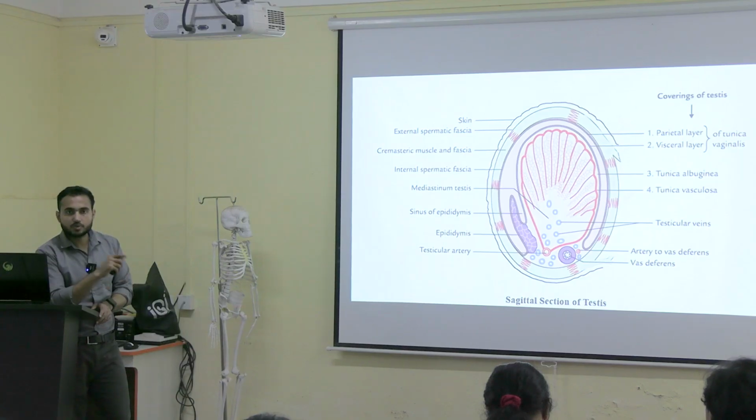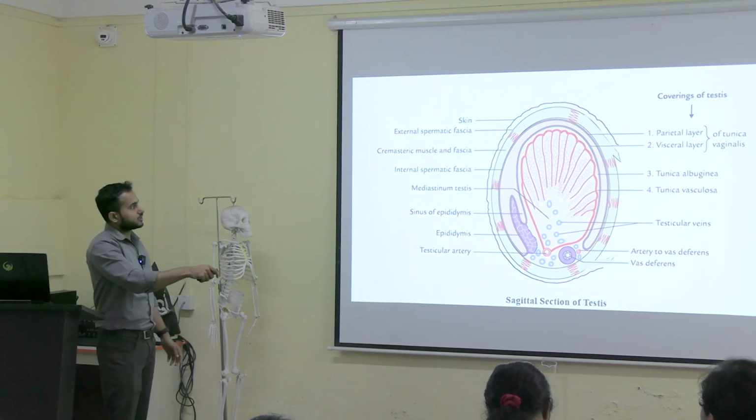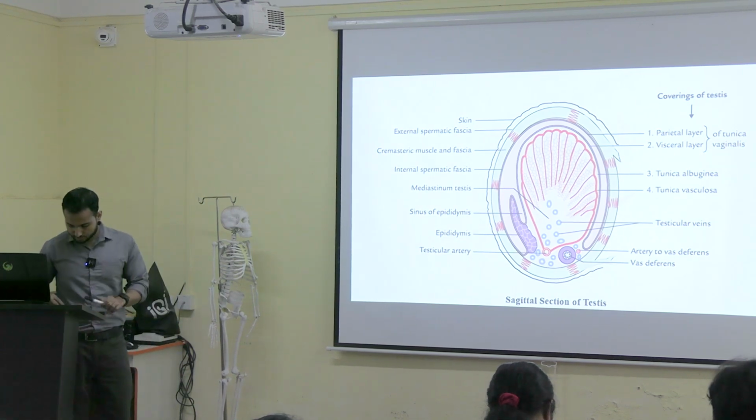You have to take one particular lobule. These are conical in shape. Inside the lobule, what is present? Seminiferous tubules, highly coiled seminiferous tubules. Two to three highly coiled seminiferous tubules are present. Can you see the tubules?